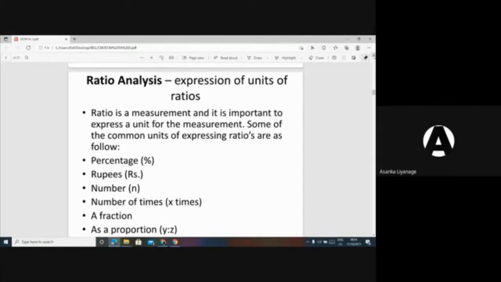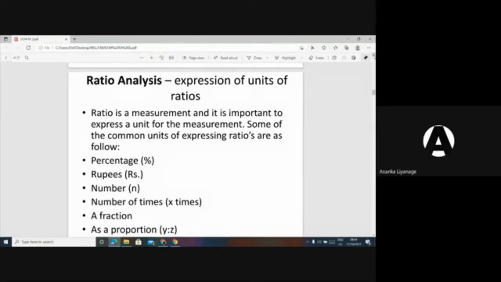Ratio analysis: expressing the units of a ratio. A ratio is a measurement, and it is important to express a unit for the measurement, because you are measuring performance. Some of the common units of expression for ratios are as follows. You can calculate a ratio as a percentage. That is the most popular way of presenting a ratio. Then you can also express it in rupee terms. Now I will give some examples.